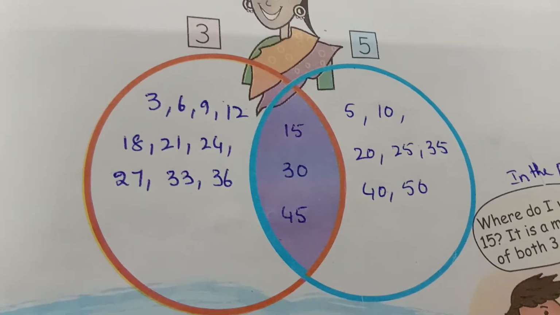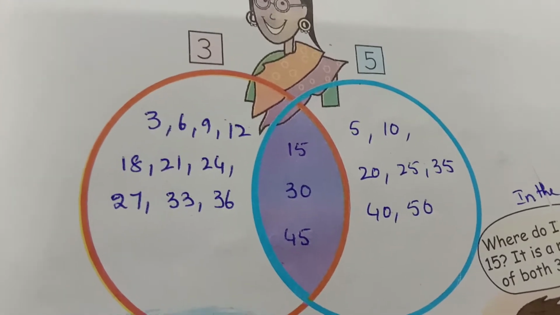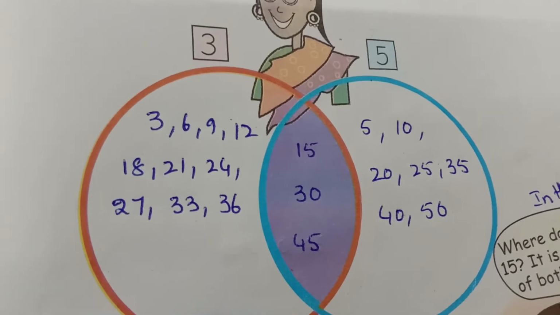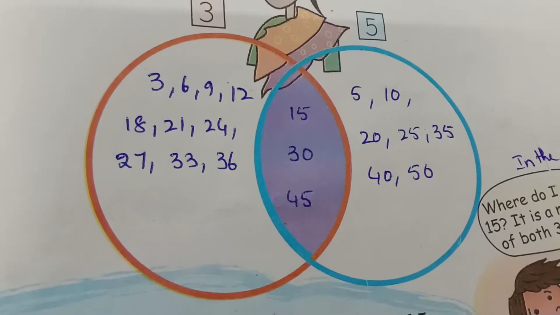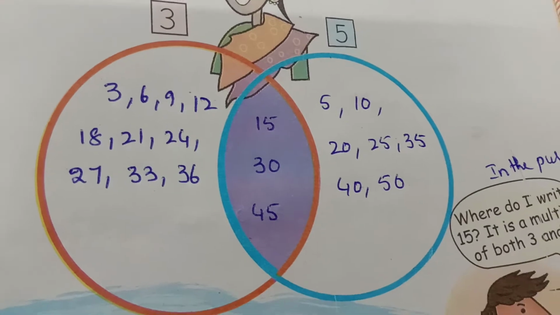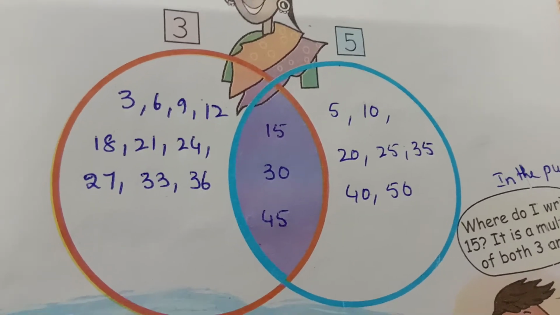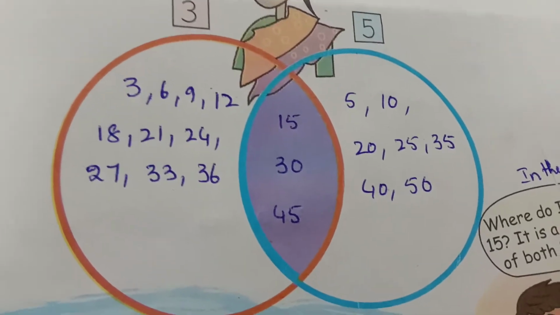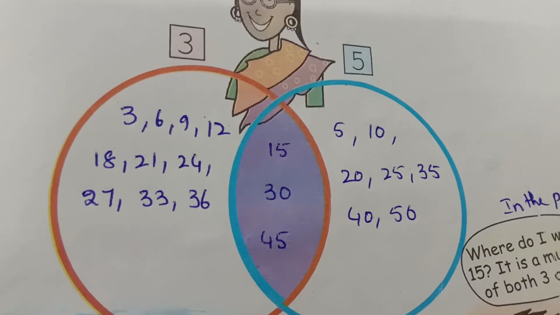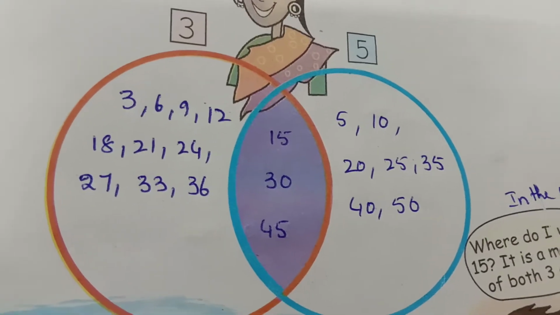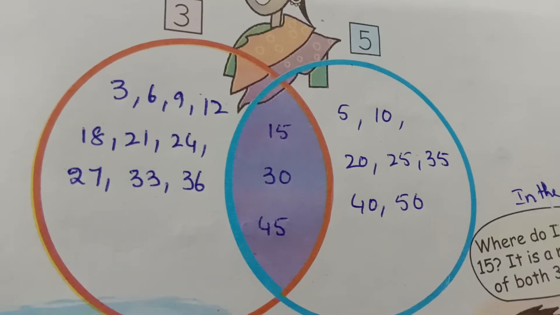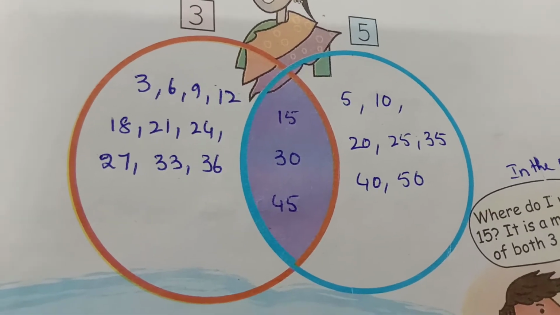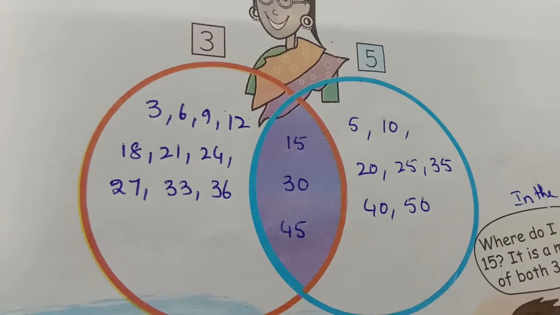26 is not a multiple of 3 or 5. Therefore leave it. Then the next number is 27. 27 is a multiple of 3. Write it in the red circle. Then 28 and 29 are not multiples of 3 or 5. You leave them. Then 30 is a multiple of 3 as well as 5. So we will write 30 in the common space, that is the purple space. Like that we will write the multiples of 3 in the red circle and multiples of 5 in the blue circle.